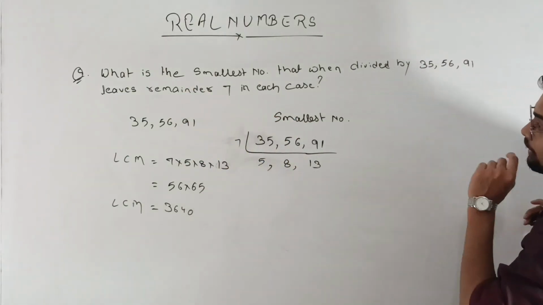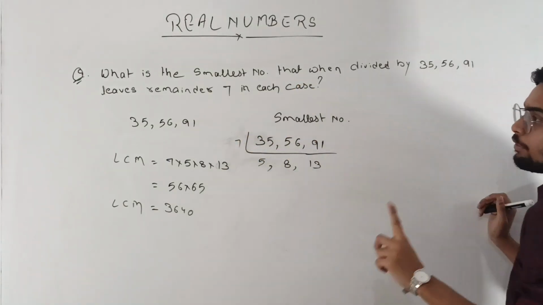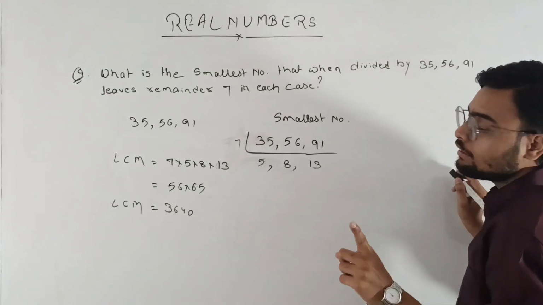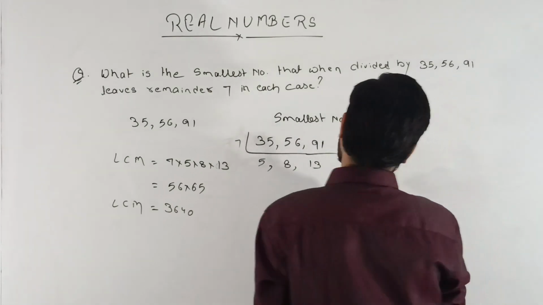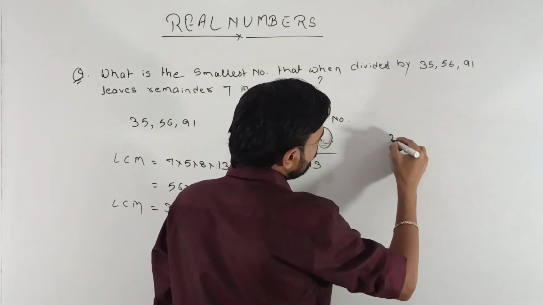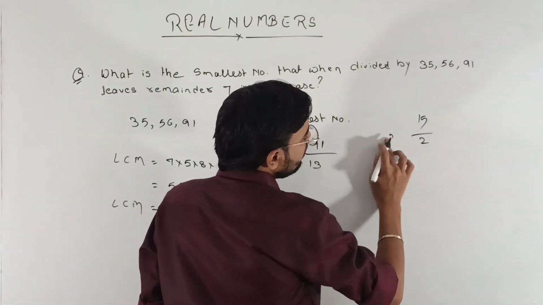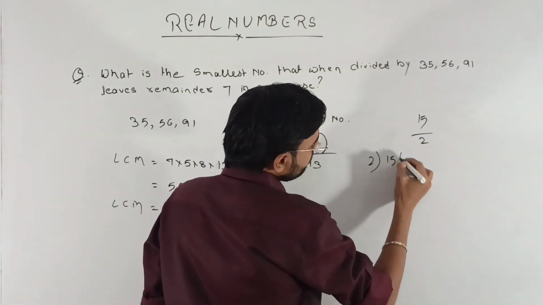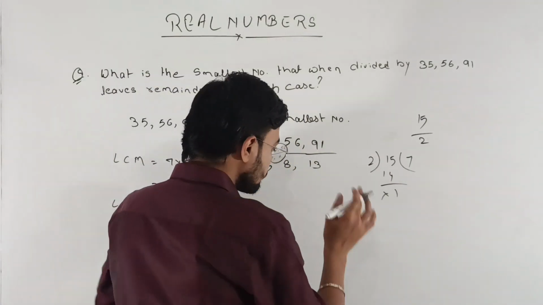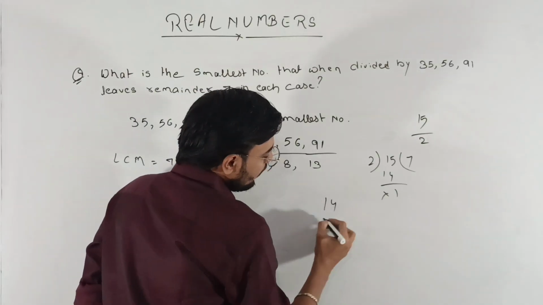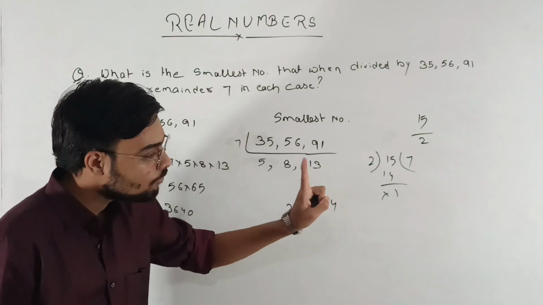But we have to find the smallest number which, when divided, leaves remainder 7 in each case. We don't want the completely divisible number. We have to find the number which leaves remainder 7 in each case. Now look, if you have 2 and you have 15, and you divide 15 by 2, then what is the remainder? The remainder is 1. Now suppose you have to find the smallest number which, divided by 2, leaves remainder 1.